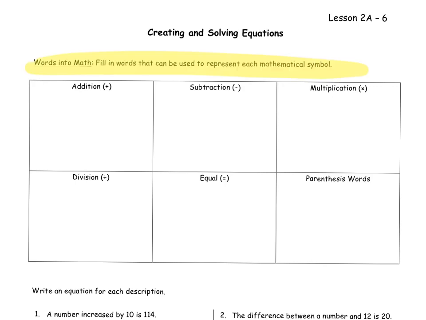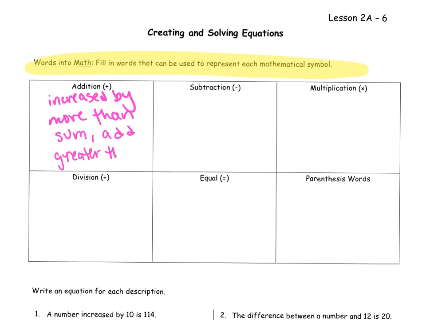So for addition, you should be looking for keywords like increased by, more than. You should be looking for words like sum, add. We have greater than, okay? And if you come up with any other examples, feel free to let me know, okay? We can always add to this list.